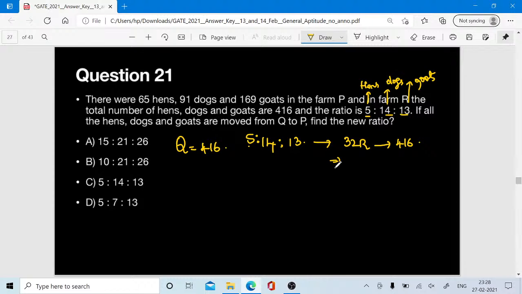So what is going to be the value of 1R? Let us find out. 32 ones are 32, obviously. So how much am I left with? I'm left with 9. So this is 96.